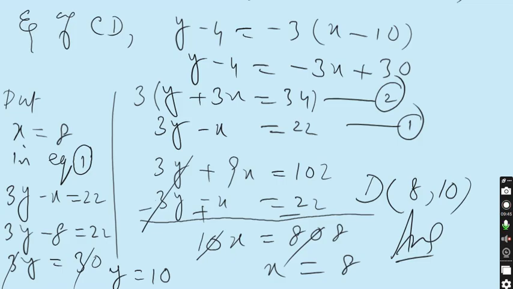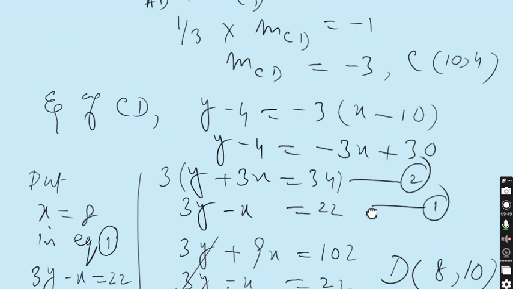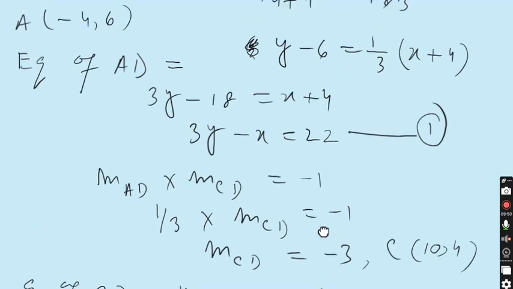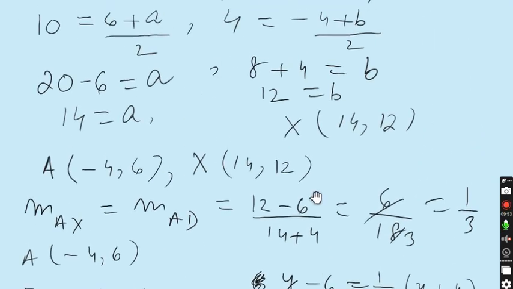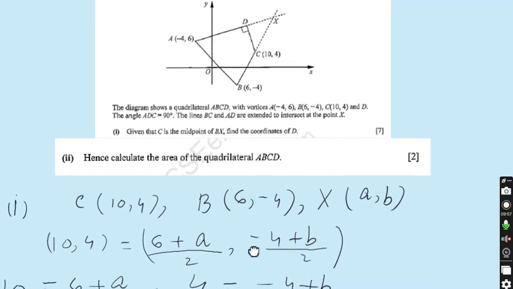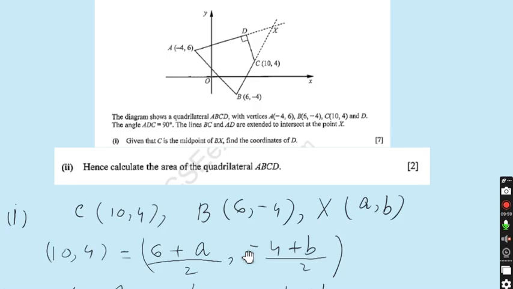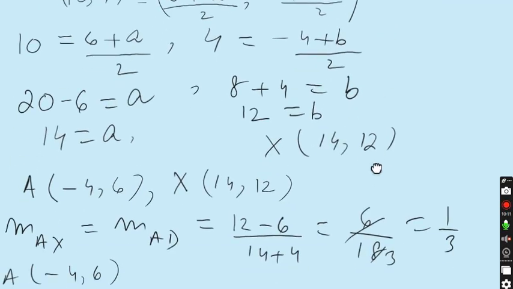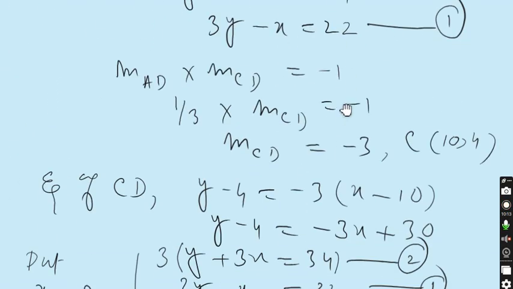Hope you understand the entire part. Now go to part number 2. What is part number 2? You can see, hence calculate the area of the quadrilateral ABCD. Obviously without finding the correct coordinate of D, we are unable to find the area of the quadrilateral. So write the coordinates of ABCD again.